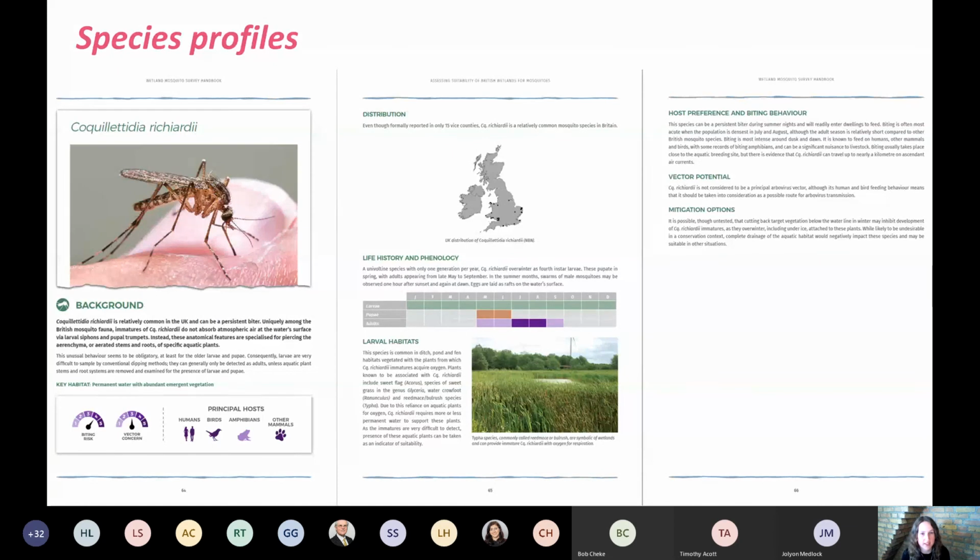Whether or not there's any vector issues, so vectors are mosquitoes that have the potential to carry infectious diseases, the pathogens that cause infectious disease, and mitigation options. So should there be a problem associated with this species, what options might be available for mitigating against that? And as you can see on the bottom left-hand corner there, we've tried to summarise this in quite an accessible way, looking at biting risk, vector concern, and the principal hosts. So it's a very quick reference guide to these 20 or so British mosquito species.